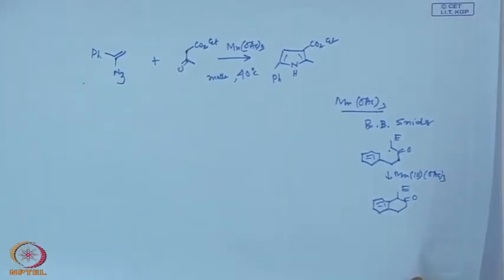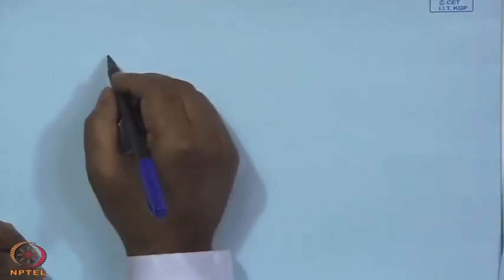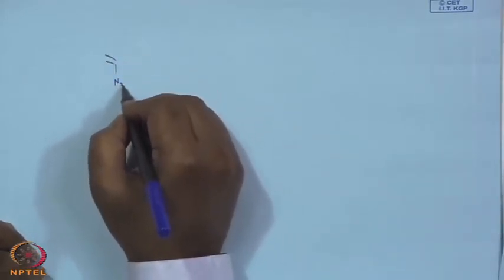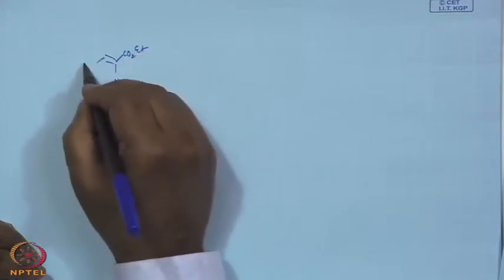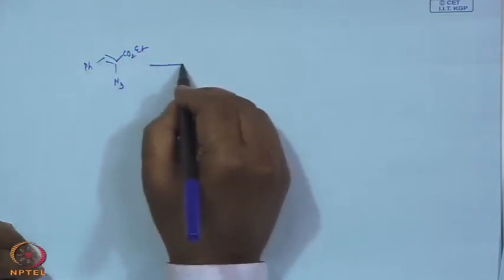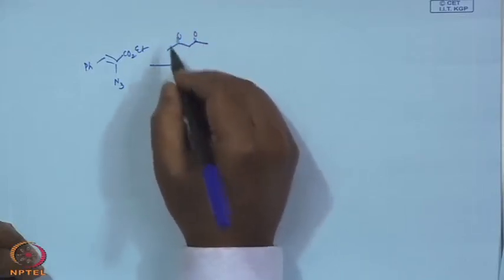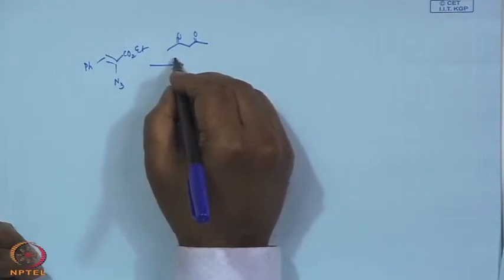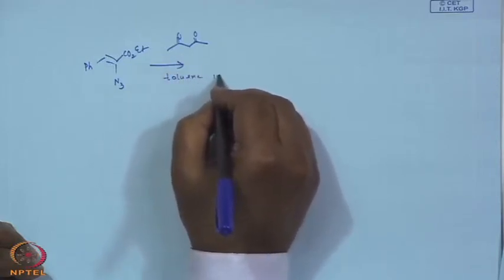Again, a very similar compound. You just look at the compound. I will give you one more compound, the same as the one we did previously. Let us take ethyl and the phenyl, and take acetyl acetone, then just heat it in toluene at 100 degree centigrade.